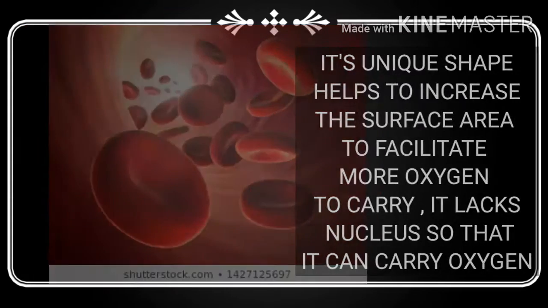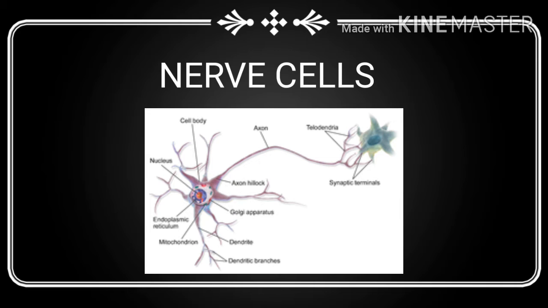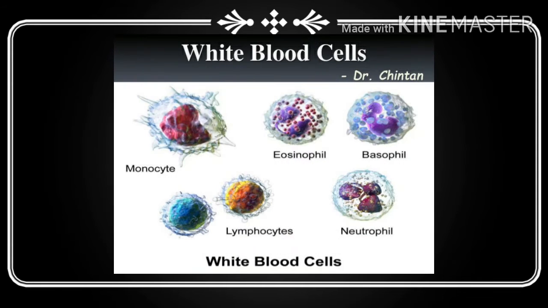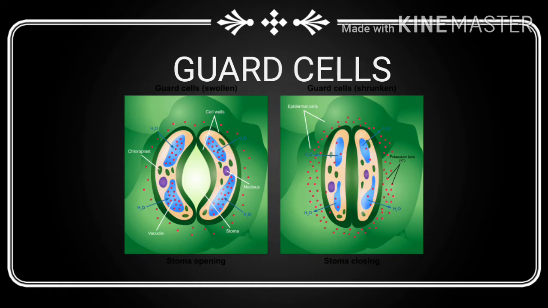Now you must know about the nerve cells in human beings. The nerve cells in human beings are the longest cells in humans. They are star-shaped cell bodies with branched dendrites and axons. The WBCs, or the white blood cells, are amoeboid, so they can squeeze through the capillary walls. Amoeboid means the cells are amoeba shaped. Guard cells are bean shaped.